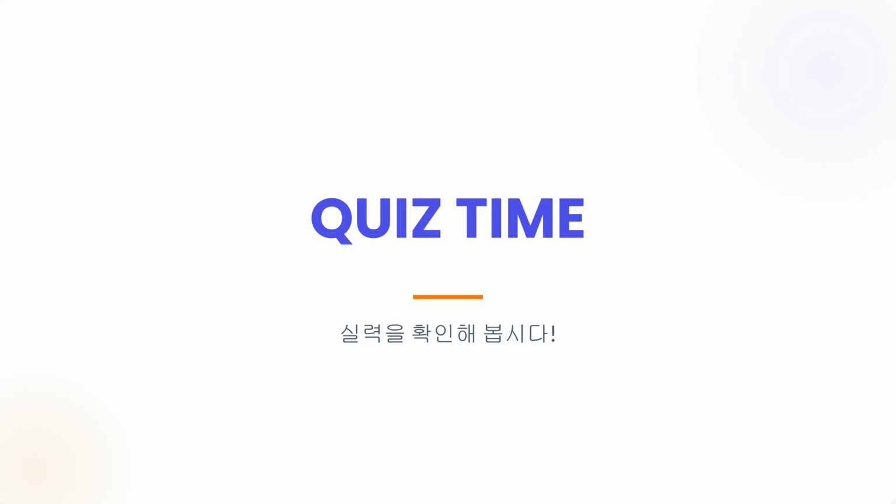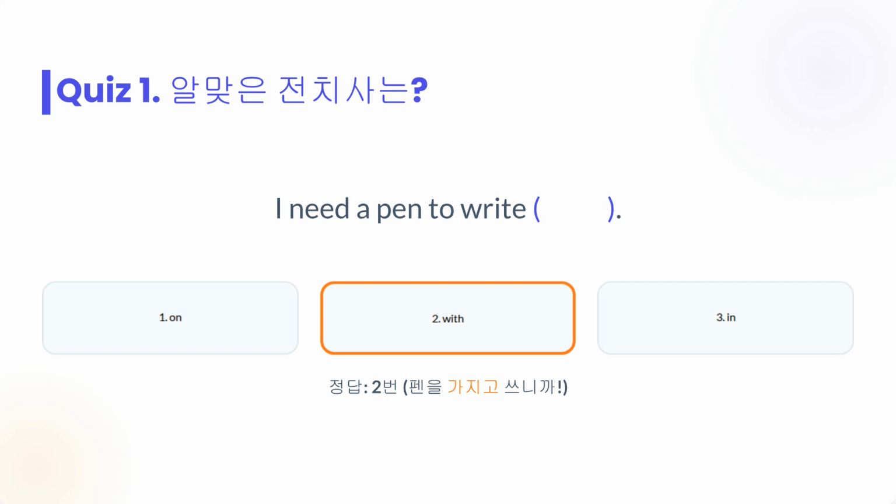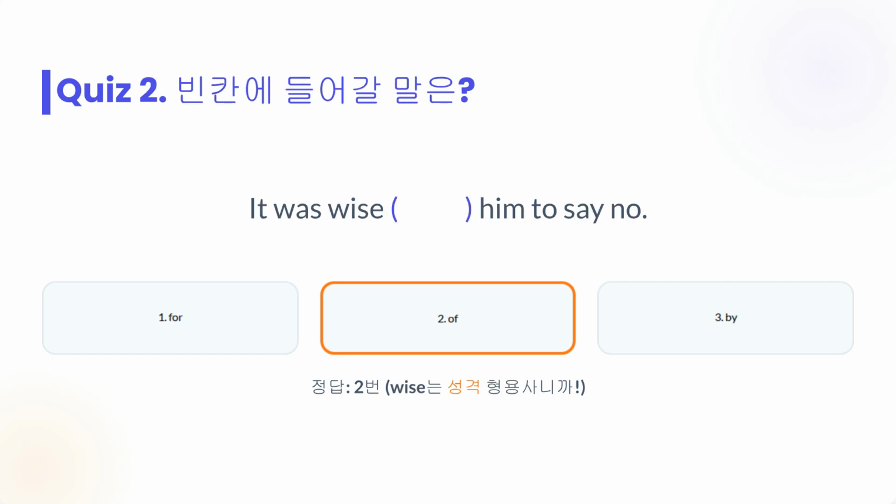It's quiz time. Let's check your understanding of the concepts we've covered. Quiz 1. What is the correct preposition in I need a pen to write? The answer is with, because we write with a pen. Quiz 2. Fill in the blank in it was wise, him to say no. The answer is of, because wise is an adjective describing a person's nature.